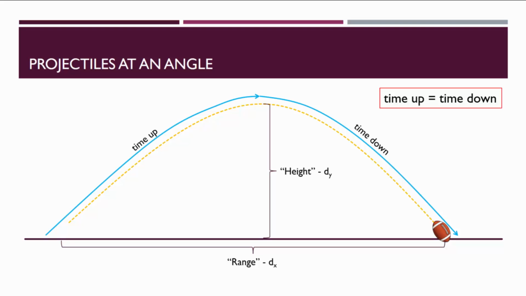The last important thing to note is that at the highest point, the vertical speed is 0. We've seen this before. It's not going up anymore. It hasn't quite started to come down. Its vertical velocity is 0.